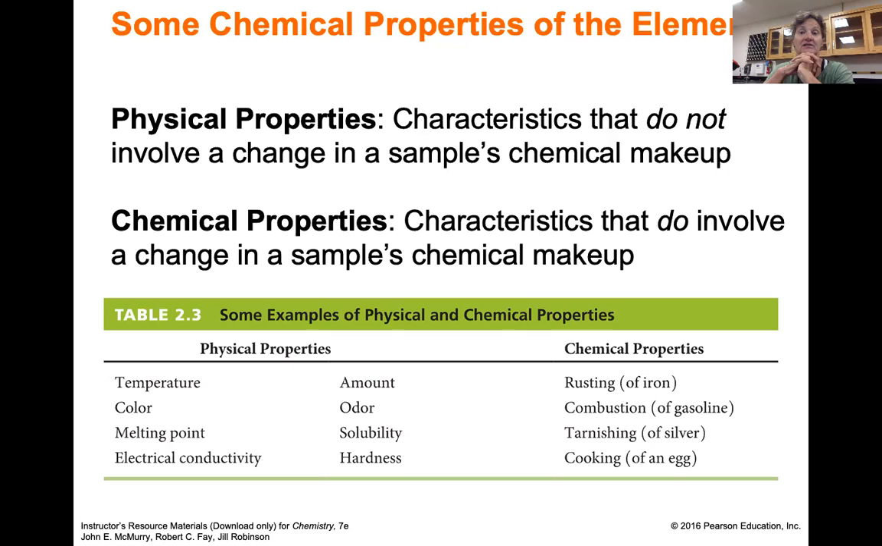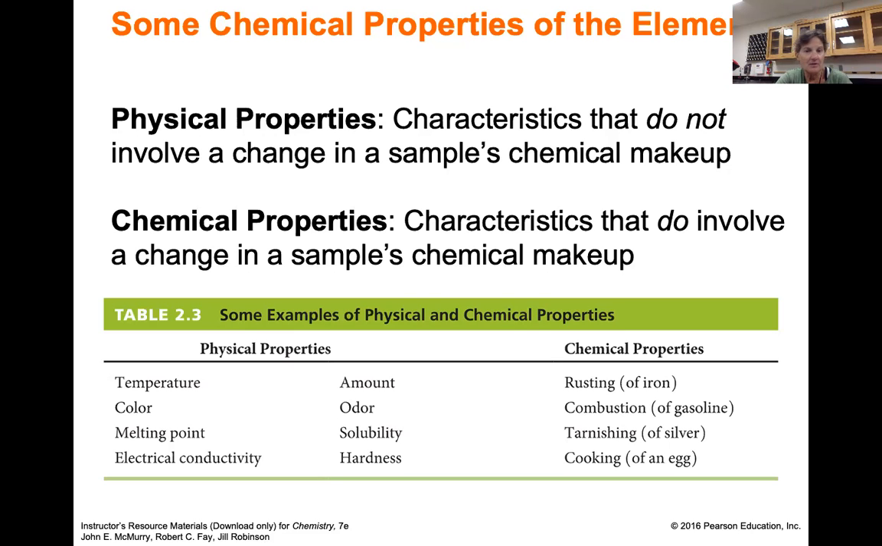Chemical properties are characteristics that do involve a change in a sample's chemical makeup. So it'd be something like burning a fuel. You take the fuel, you add some oxygen, you end up with carbon dioxide and water. We'll learn about writing chemical reactions later, but where you actually have a change, you start out with some substances, in this case compounds, and end up with different ones.